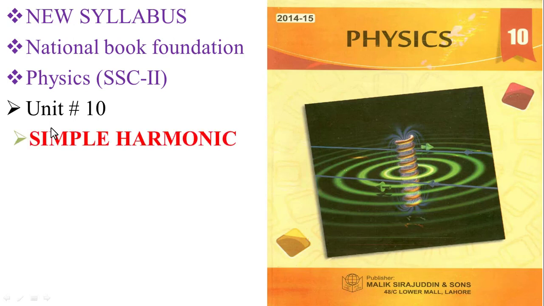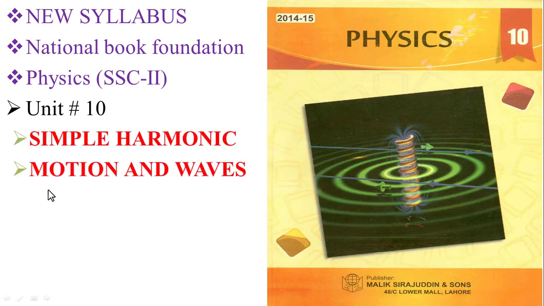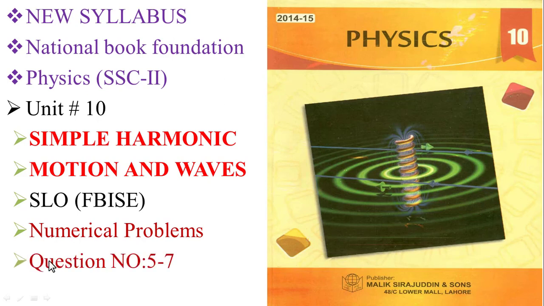Today we will discuss the new syllabus National Book Foundation Physics SST 2, in unit number 10, simple harmonic motion and waves. SLO based or FAISC requirement numerical problems, question number 5 to 7 in part 2. In the previous part we solved numerical problems question number 1 to 4. In this video we will solve question number 5 to 7.